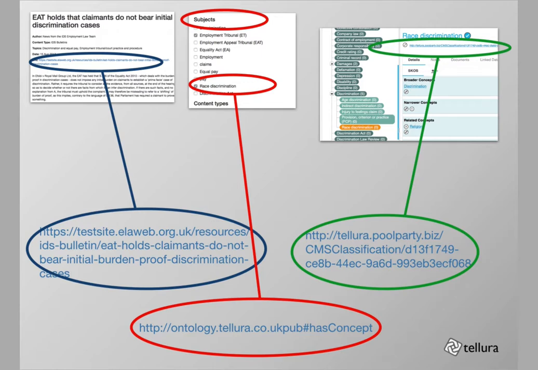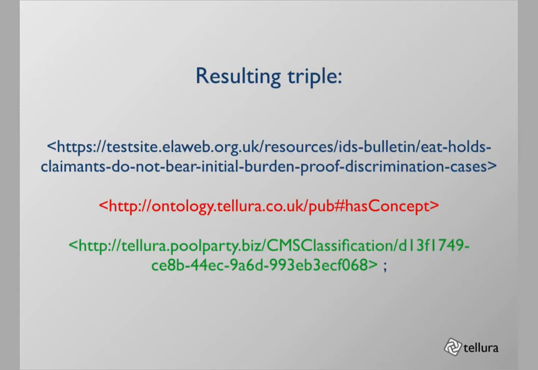In effect, this triple says this article is on the subject of race discrimination, and here is the triple that results. This is written in a format called Turtle, which is a common language for storing semantic triple data.